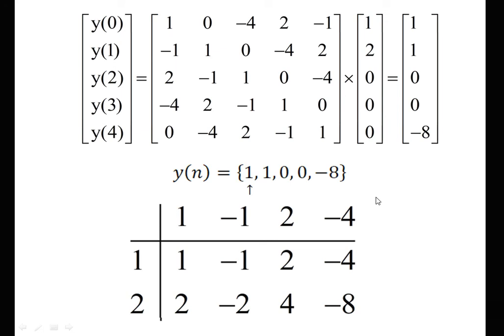Therefore, by making some changes in the input signal, we can obtain the output for linear convolution using circular convolution. So this is all about the method in which we obtain linear convolution using circular convolution.